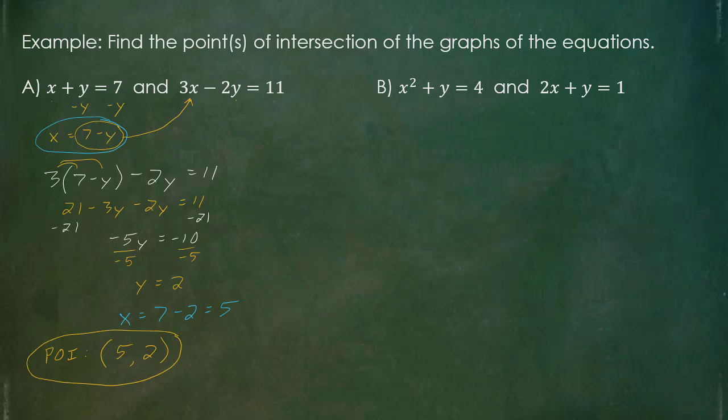Now if we try one that's maybe a little bit more intense because it's not two linear equations, let's look at letter B. Notice I've got something that looks like it's probably parabolic because there's a power of 2 and only one of them. And then the second equation looks like it must be linear because there are no powers. So if we think about our options, a line could go through a parabola either 2 times, it might meet only 1 time, or it's possible they don't meet at all.